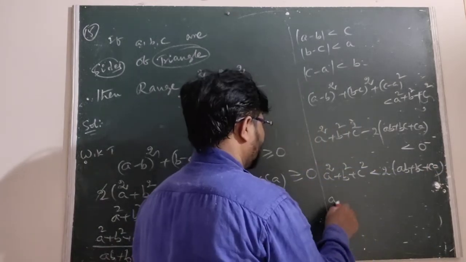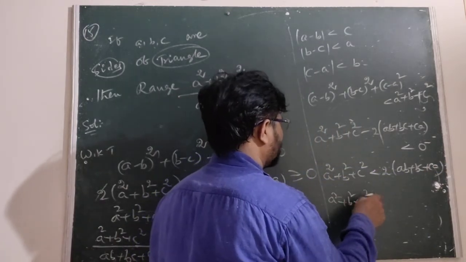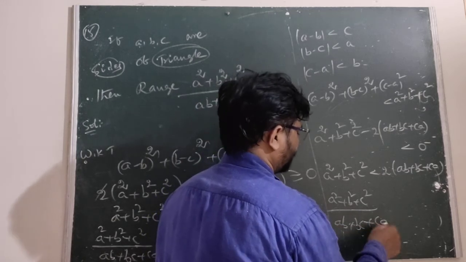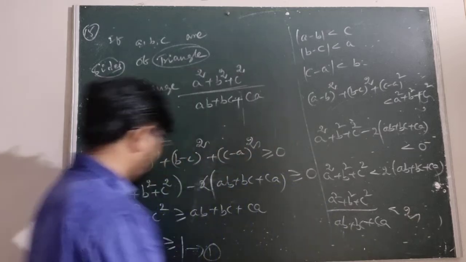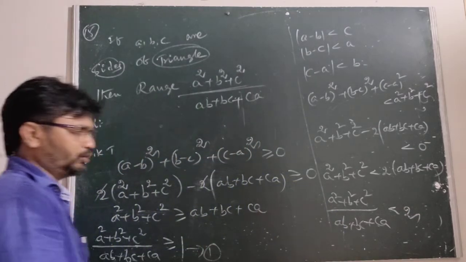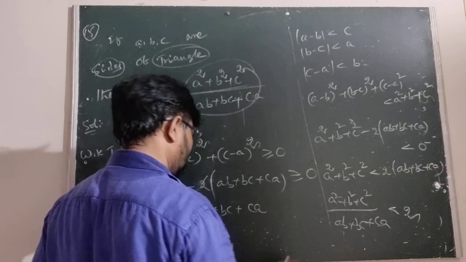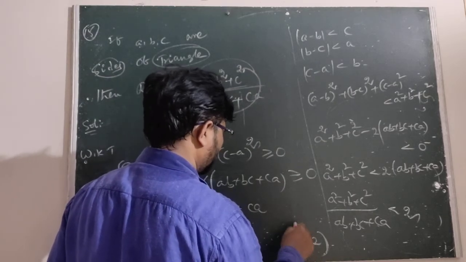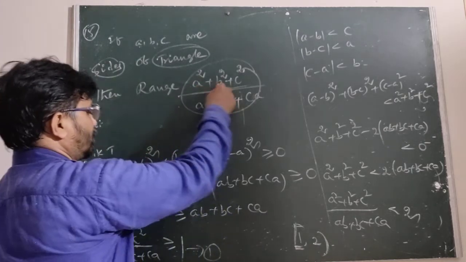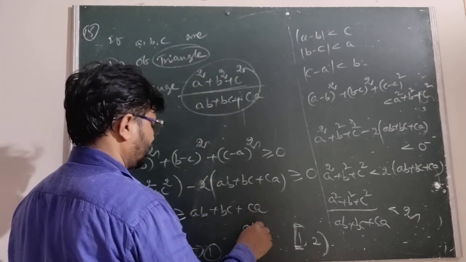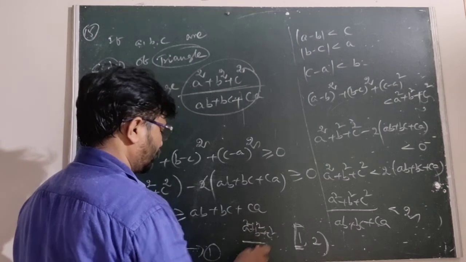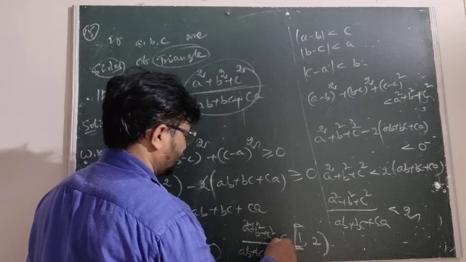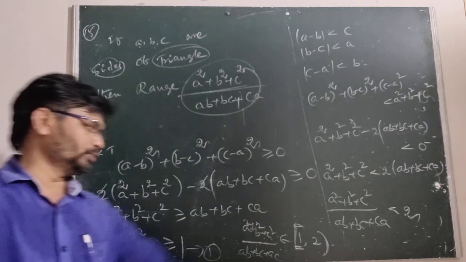Now this is A square plus B square plus C square by AB plus BC plus CA less than 2. Now here greater than or equal to 1 and less than 2. The range of this one is 1 to 2, open at 2, closed at 1. So A square plus B square plus C square by AB plus BC plus CA belongs to [1, 2), open at 2, closed at 1.